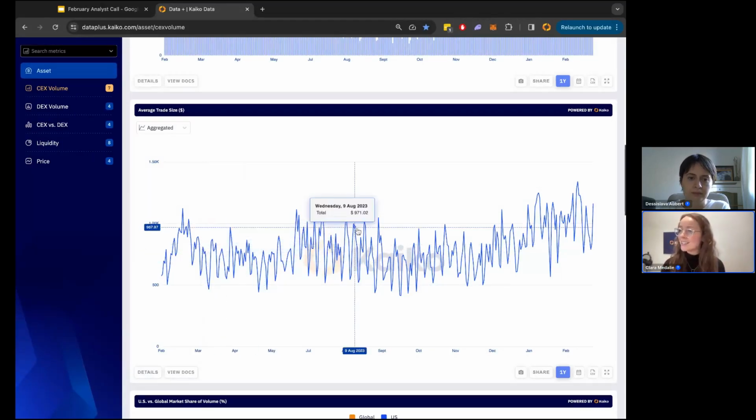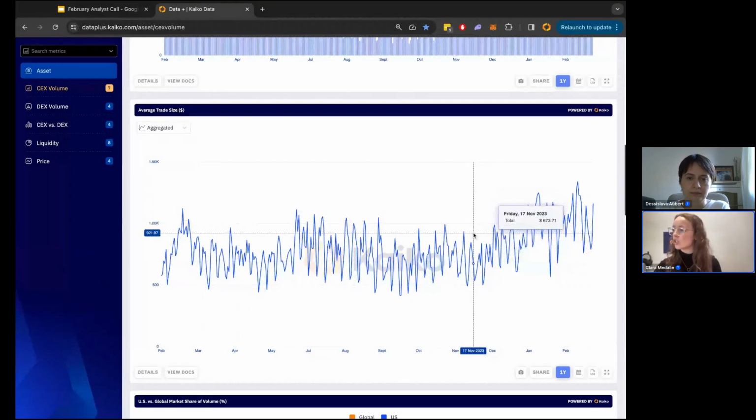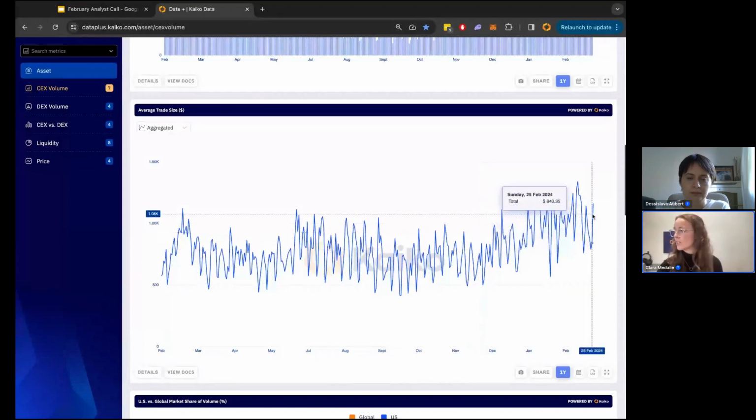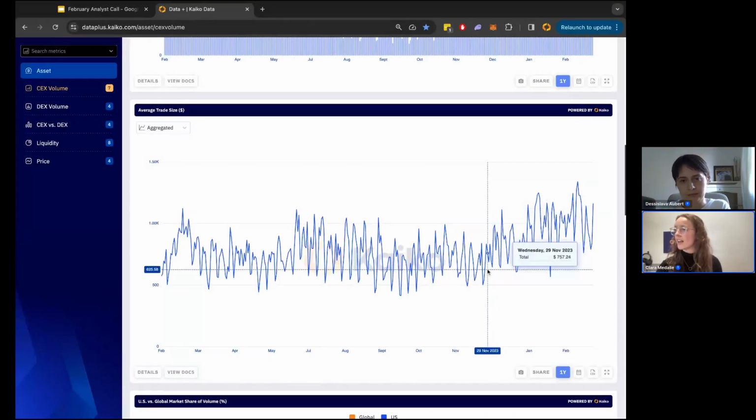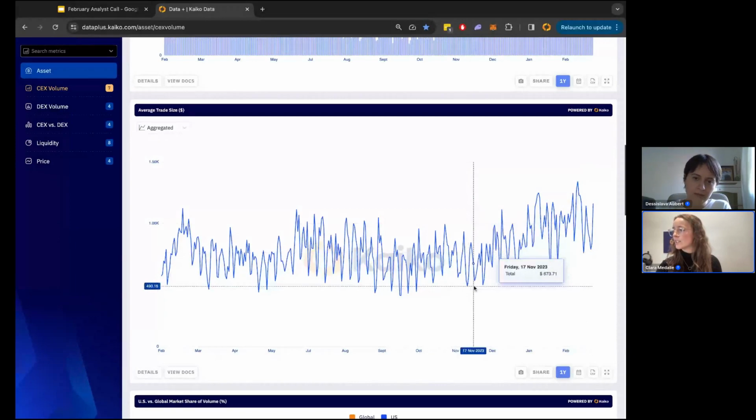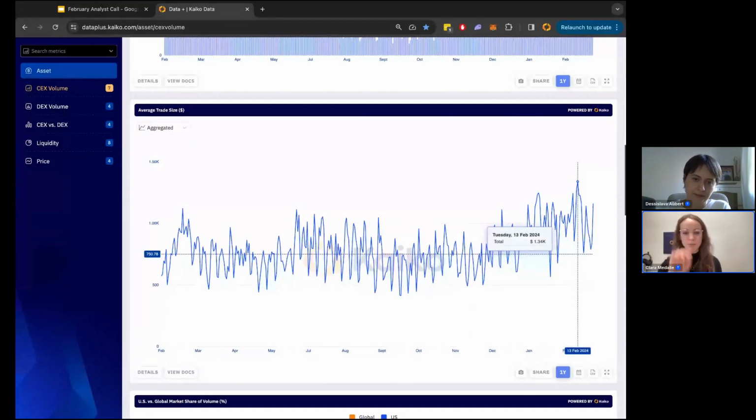Here we aggregate this across all exchanges, and you can see a very interesting trend. The average trade size has increased a lot ever since the Bitcoin ETFs were approved. From December through February, you saw a big increase in average trade size from about $500 to $600 to about $1,300. So that's a pretty significant increase. Let's figure out, though, which exchanges this trend happened on.